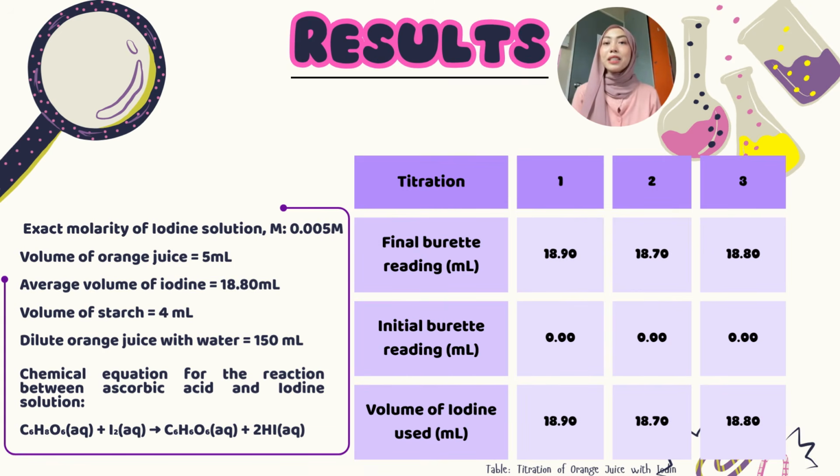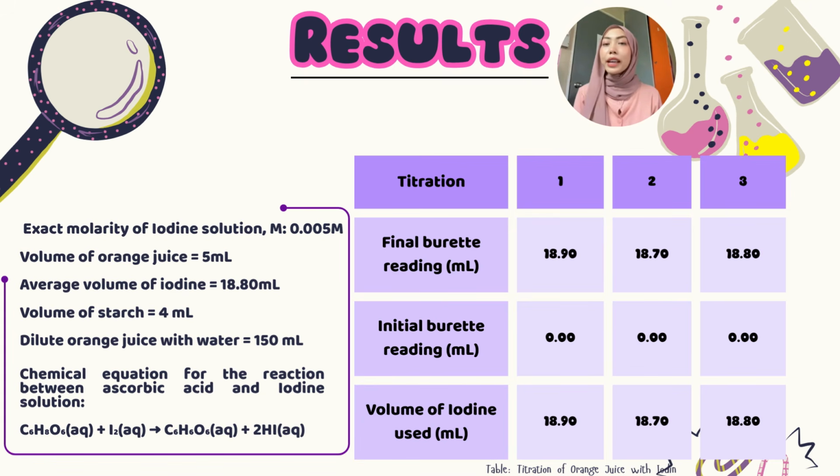Now, I will present the results and calculation for determining the ascorbic acid content in orange juice using iodine titration. The iodine solution had a molarity of 0.005 molar. 5 milliliters of orange juice was diluted to 150 milliliters, and 10 milliliters of the diluted sample was titrated with iodine using 4 milliliters of starch solution as the indicator.